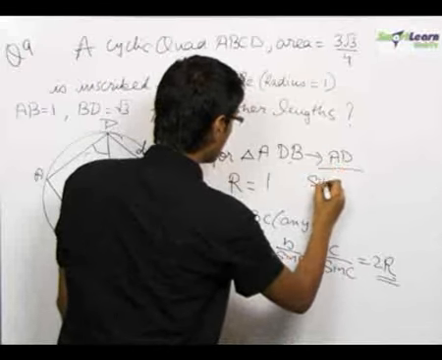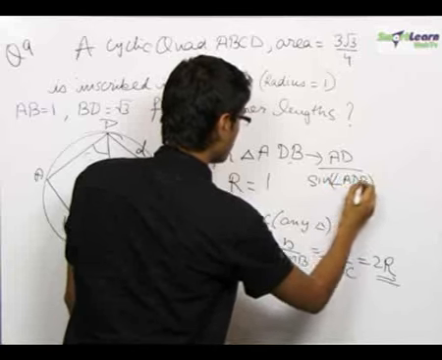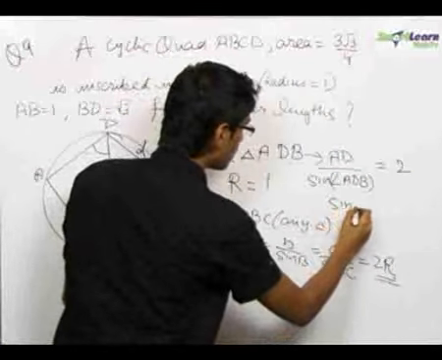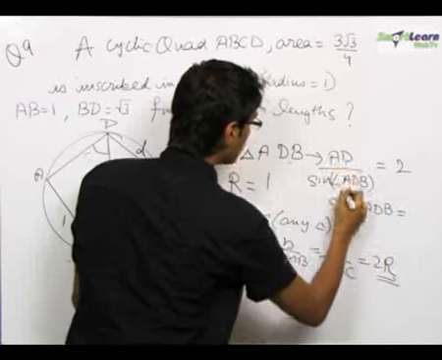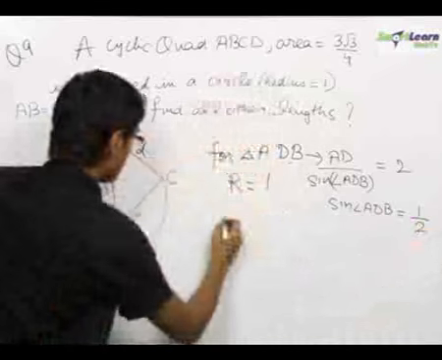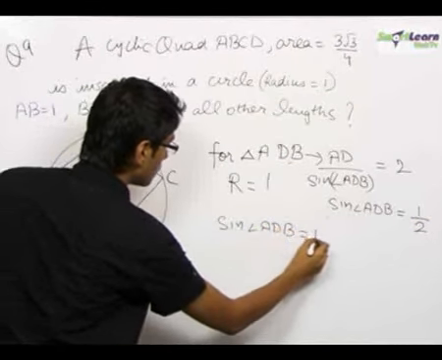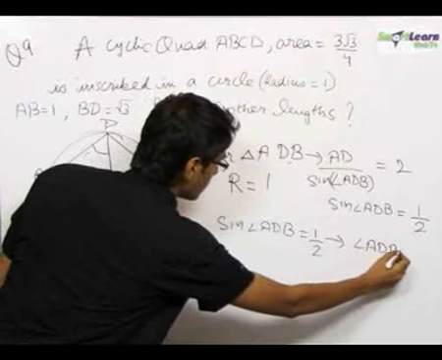AD upon sin of angle ADB equals 2R, which is equal to 2. So sin of angle ADB equals AD is equal to 1, so this is equal to half. So sin of angle ADB equals half gives angle ADB equals 30 degrees.